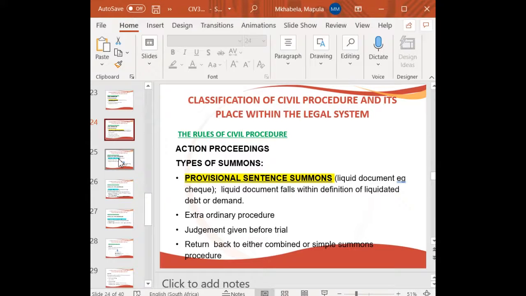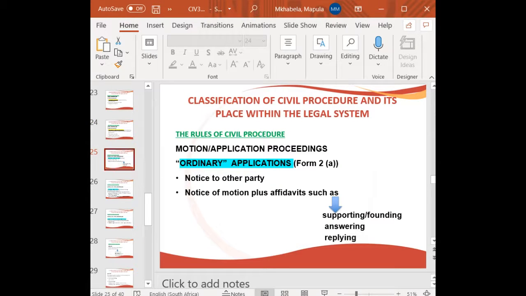In motion proceedings, there are 4 types of application. You can either call them motion or application proceedings, ladies and gentlemen. There are 4 types of application procedures, and they are ordinary application, ex parte application, urgent application, and finally the interlocutory application. Now, I'm briefly going to explain each and every one of the applications.